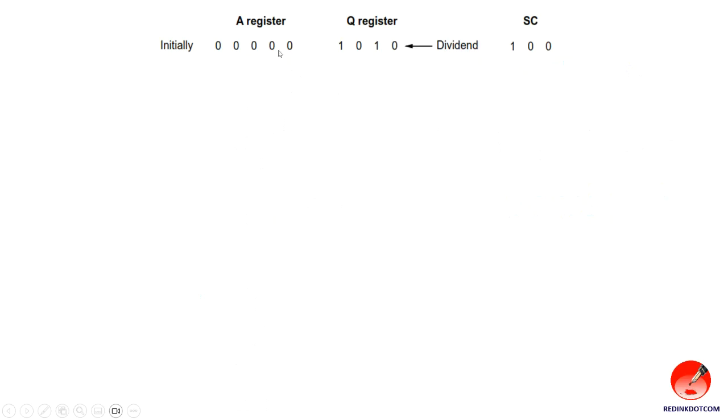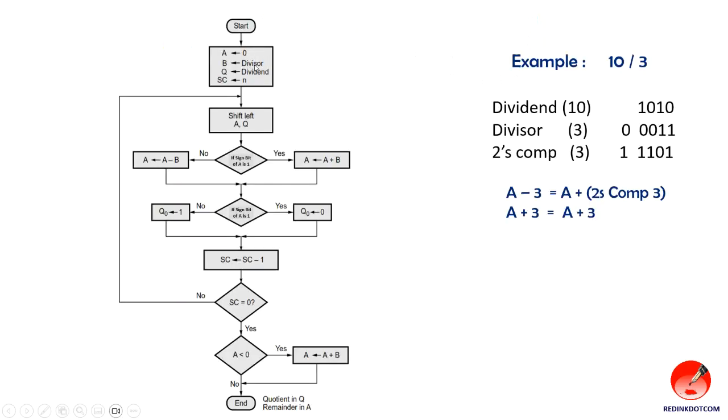So first you write the initial values like this. First write the A register content and Q register content. A register content is initially filled with zeros. Q register contents are initially filled with the dividend value, that is 10. Then the sequence counter is 4 because I am taking a 4-bit number. So we complete the initial values now.